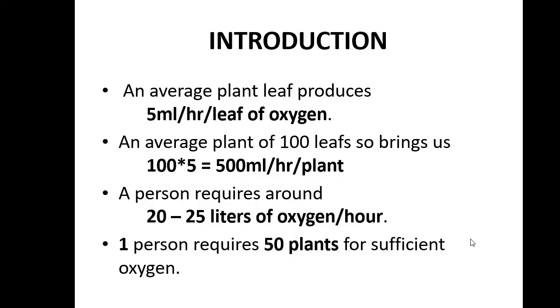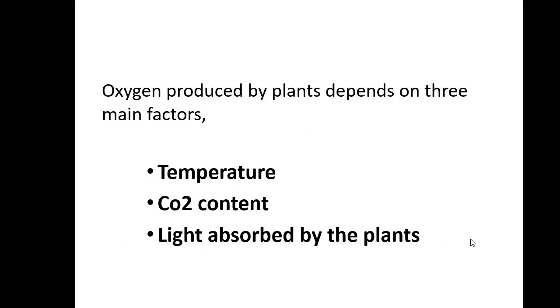Now, according to research, a person requires around 20 to 25 liters of oxygen per hour. By considering the above points, we found out that one person requires an approximation of 50 plants for sufficient oxygen. As per our groundwork, oxygen production by plants through photosynthesis depends on 3 major factors. They are temperature, carbon dioxide content, light absorbed by the plants.